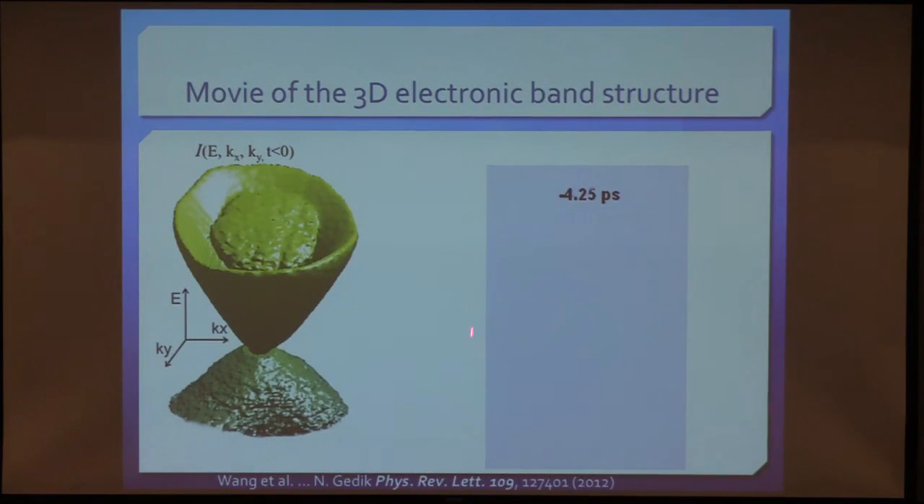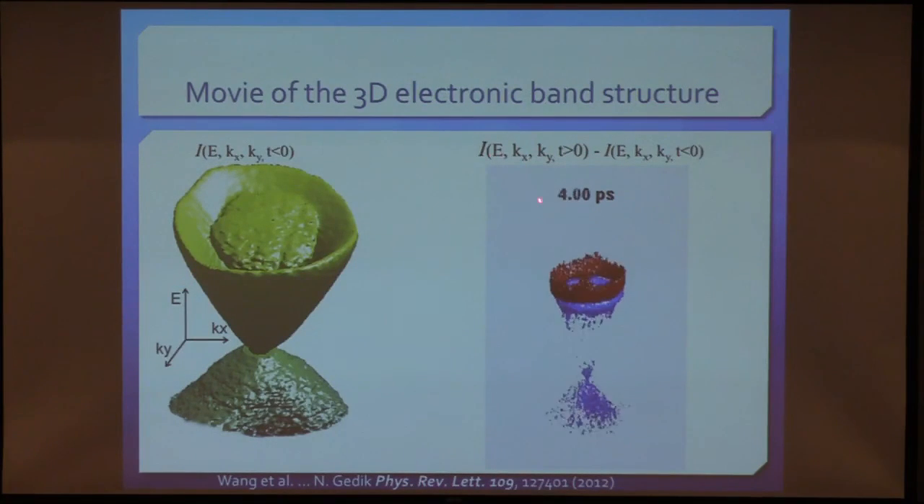So this pattern is taken 4.25 picosecond before the pump light arrives. You see nothing because I subtracted the equilibrium spectra, so there's nothing in there. Let's run the movie. So after the light hits, you see that these states are populated and these are depopulated. Blue is negative, red is positive. And then as the time goes on, you actually see the relaxation back down. So for example, this thing would be like a broadened Fermi distribution, indicating that the temperature is higher, right?